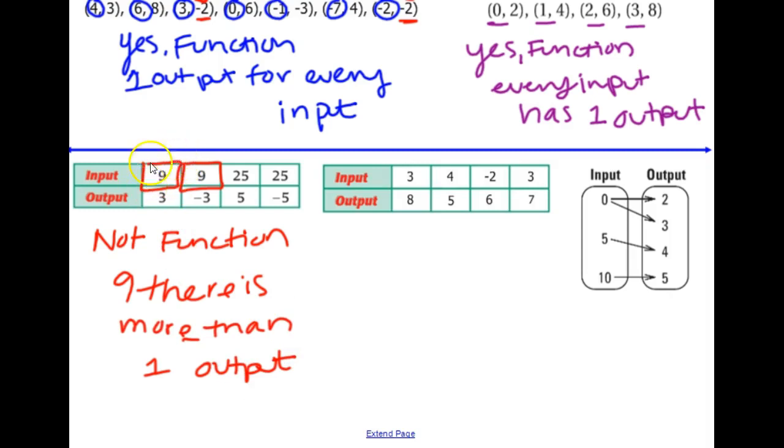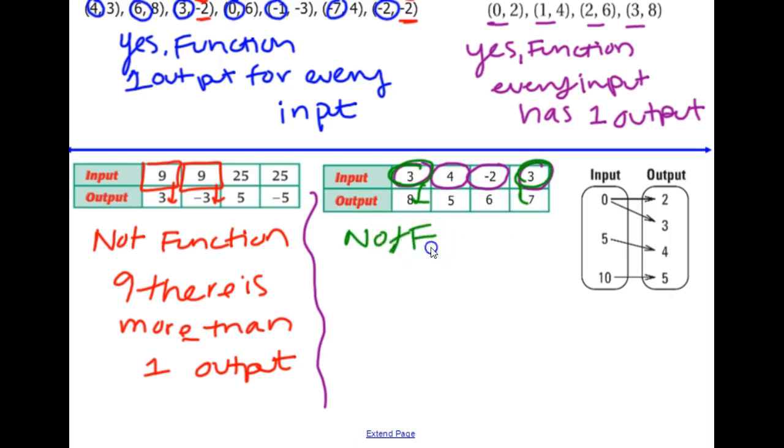That means if I push the one button on the pop machine that says Pepsi and I get a Coke and a Sprite, well, that's not going to work. Okay? It doesn't work like that. This next one, we plug in a 3, we get an 8. We plug in a 4, we get a 5. Plug in a 2, we get a 6. We plug in a 3, we get 7. Well, here we have 3 and 3. We push the same button, we get two different things. That's not going to work. No, it's not a function.